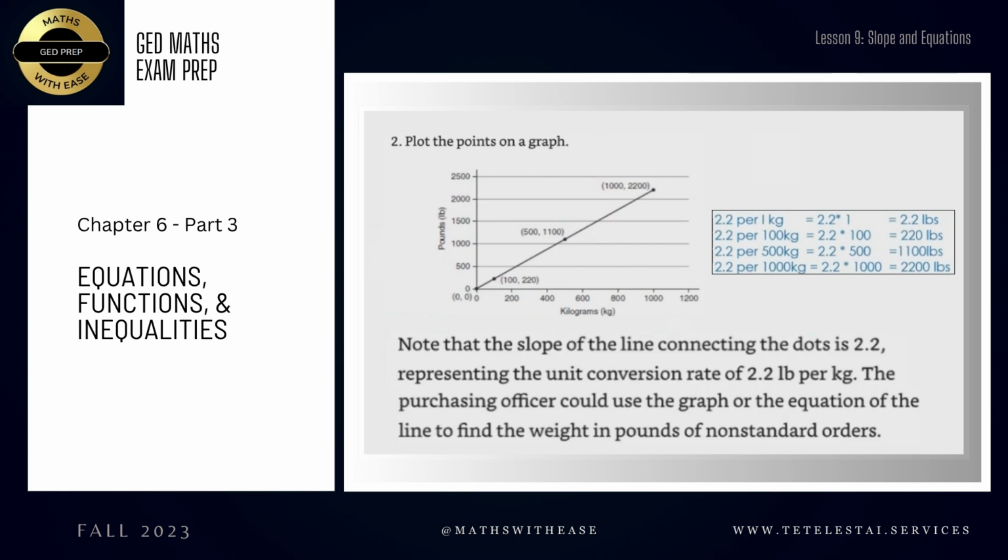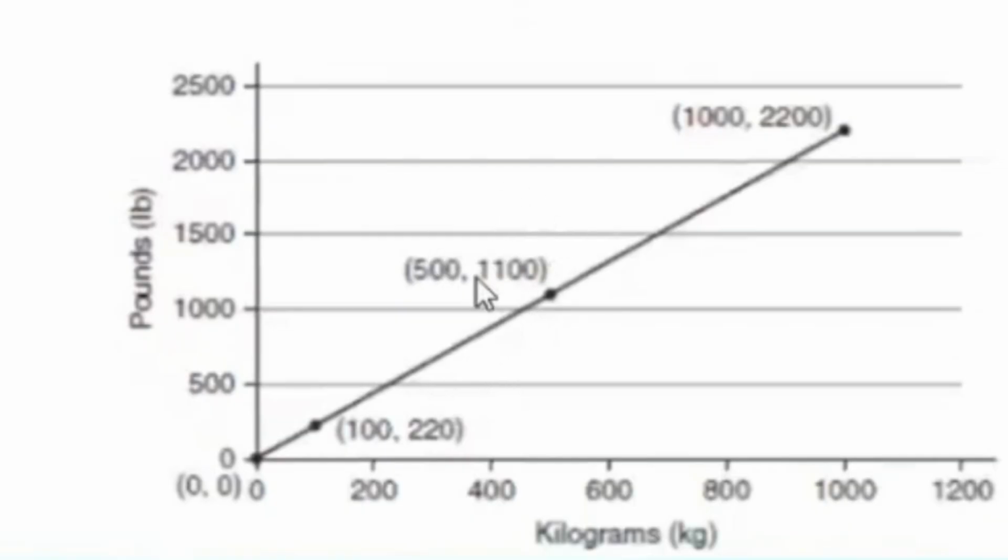All right. Or you can decide that this is y2, this is y1. You would need to subtract 220 from 1,100, which would give you 880. So that would be our numerator. And then we would go ahead and find x2 minus x1. So 500 minus 100 would give you 400. 880 divided by 400 is 2.2.